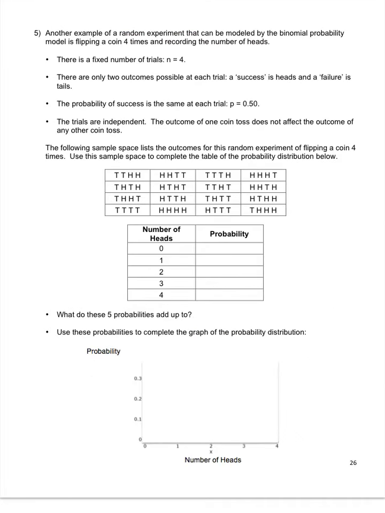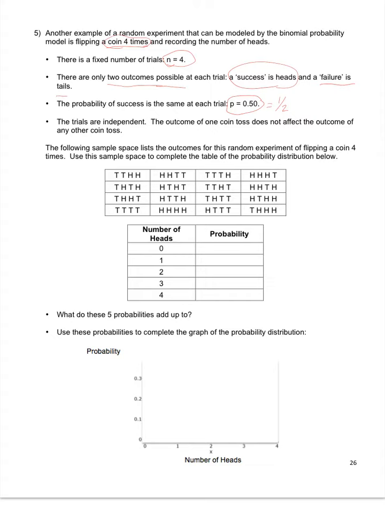Okay, and number 5, another example of a random experiment that can be modeled by the binomial probability model is flipping a coin 4 times and recording the number of heads. This is really similar to what we just looked at on the previous page, but the number of trials is going to be higher. So notice we have n equal to 4. Notice we still only have 2 outcomes possible. We either get heads, which is what we're going to call a success, and a failure is tails. Probability of success is the same in each trial. It's still 1/2. We're going to again assume that the coin is fair. And last piece, the trials are independent. So again, the outcome of one coin toss is not going to have any effect on the outcome of any of your other coin tosses.